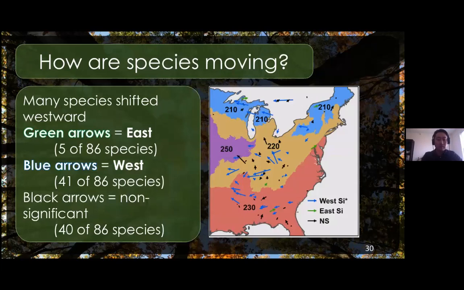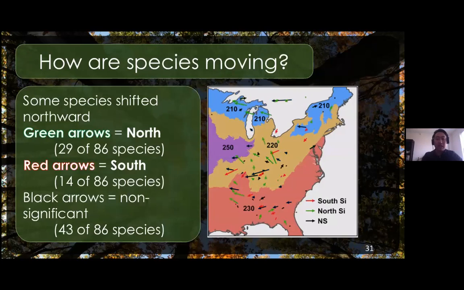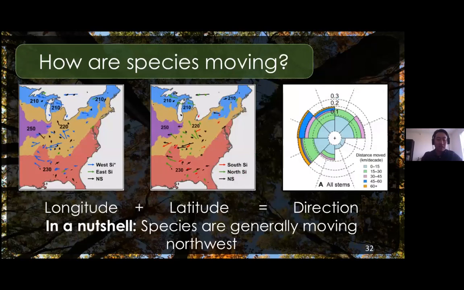Similarly, we found about half of the species had significant latitudinal shifts. So we had 43 of the species that shifted either north or south, but it wasn't quite as clear of a split as east and west. There was about a third that went north and then about a sixth that went south. And so when you put this together, looking at both the latitude and longitude of how these species shifted, generally, these species are moving in sort of a northwest direction.